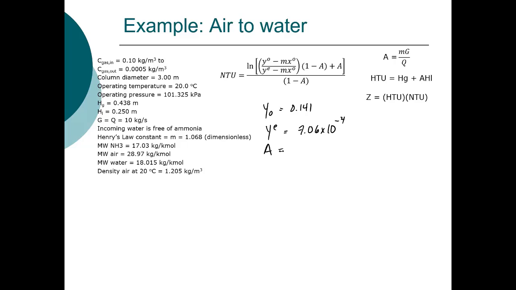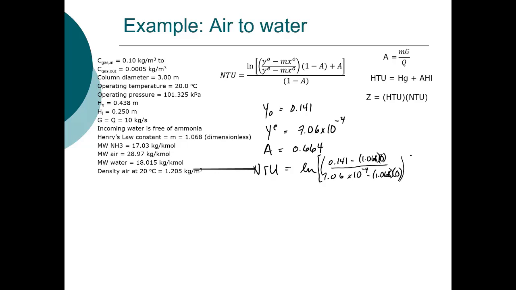A is equal to 0.664. So now when we substitute in here the number of transfer units, it's just substituting in: ln of y naught, so 0.141 minus 1.068 times 0, divided by 7.06 times 10 to the minus 4 minus 1.068 times 0, times 1 minus 0.664 plus 0.664, that's all on the top, divided by 1 minus 0.664, and that is equal to 12.55.